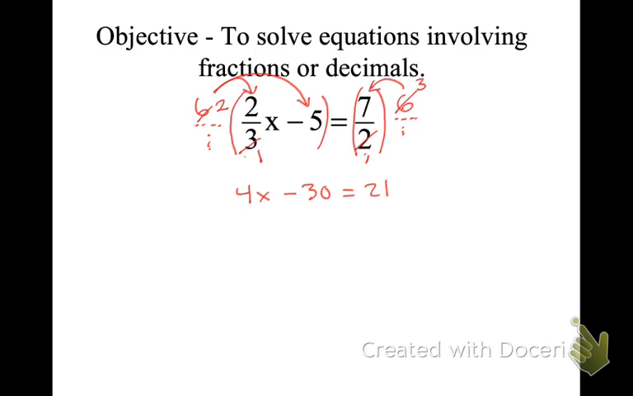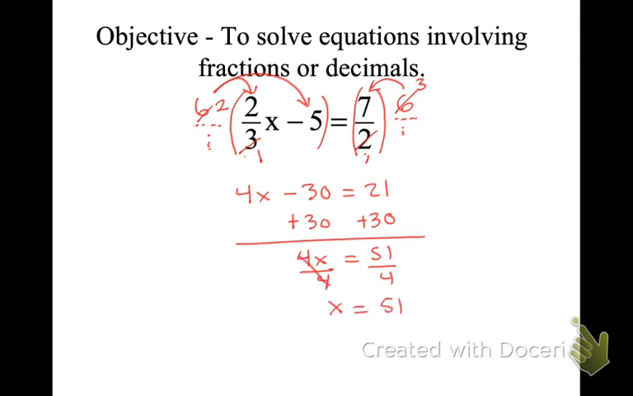So we get rid of the fractions by multiplying by a number that both denominators can divide evenly into. So now I'm going to add 30, my addition property of equality. And now I get 4x equals 51. I'm dividing by 4. I'm dividing by 4. And x equals 51 over 4.